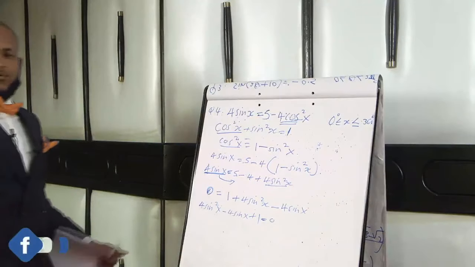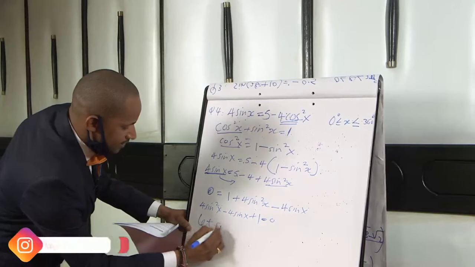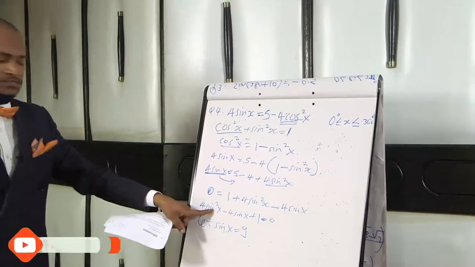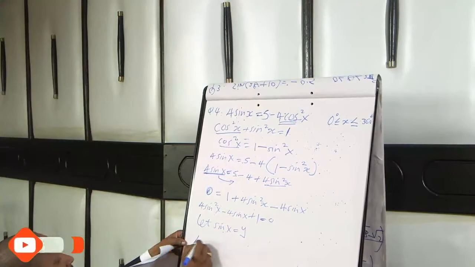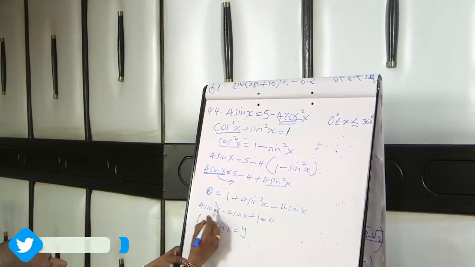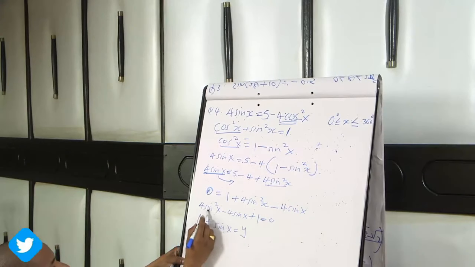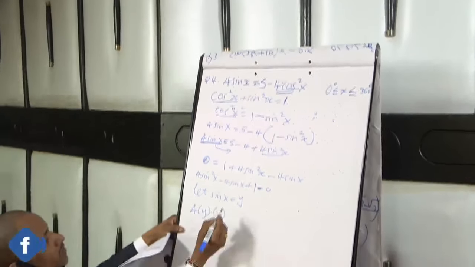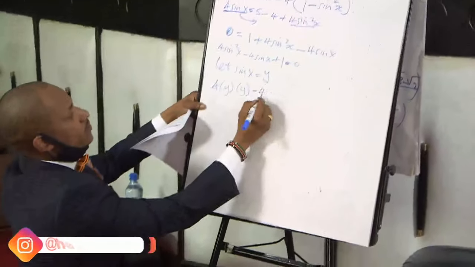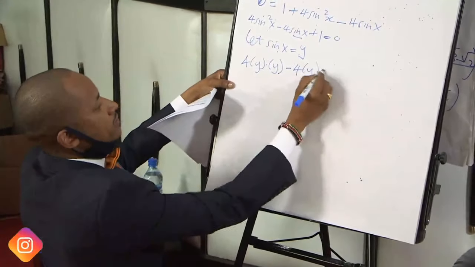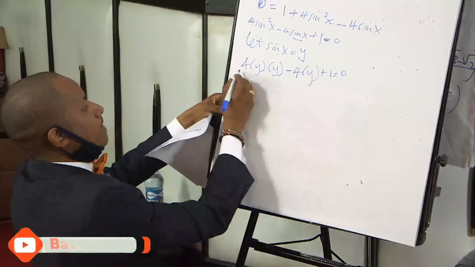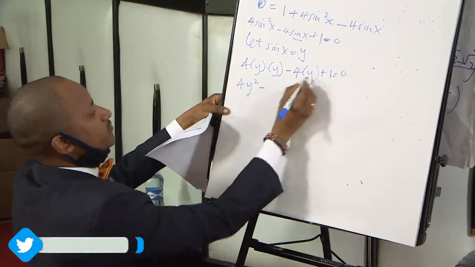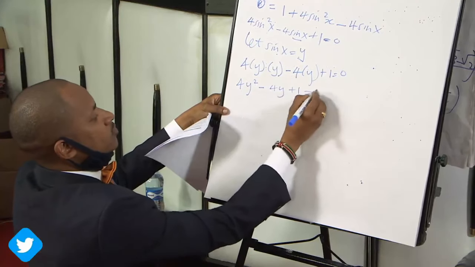Then this we will let sine x equals y. We want to further simplify this. Therefore, 4 times sine squared x is sine x times sine x. When you replace sine x with y, it is y times y, minus 4 sine x, which is y, plus 1 equals 0. This gives us 4, y times y is y squared, minus 4 times y is 4y, plus 1 equals 0.